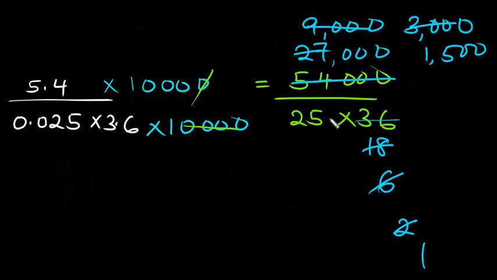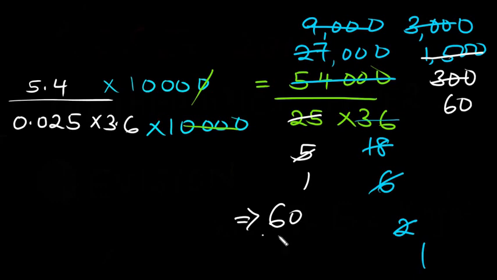So we can simplify this further. We can divide by 5. By 5 it's 5. By 5 it's 300. And then by 5 it's 1. By 5 it's 60. So our final answer is going to be 60.